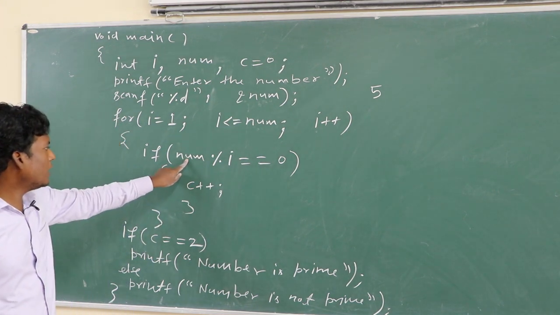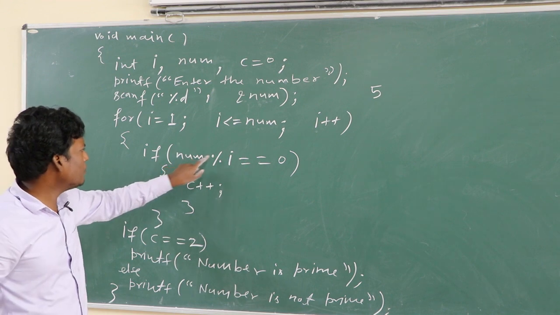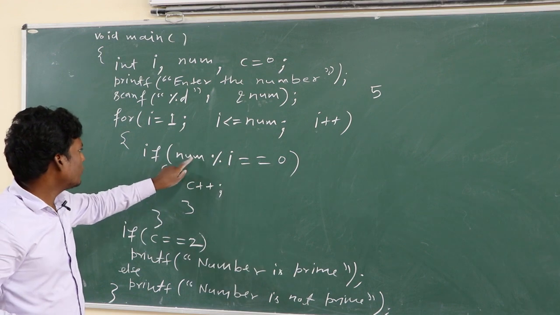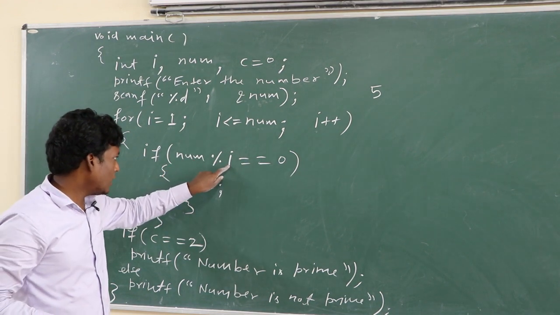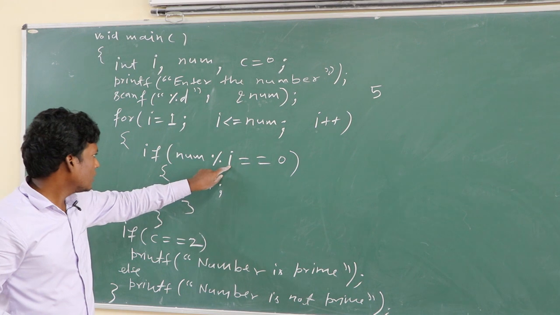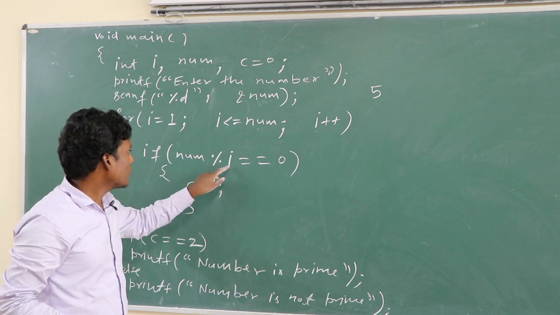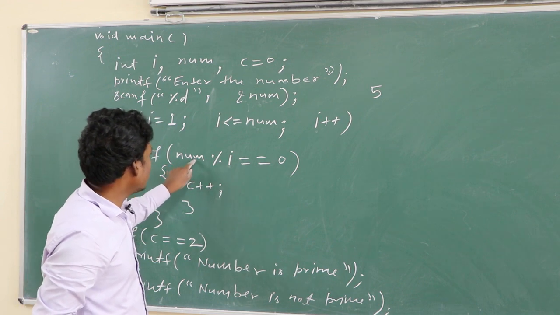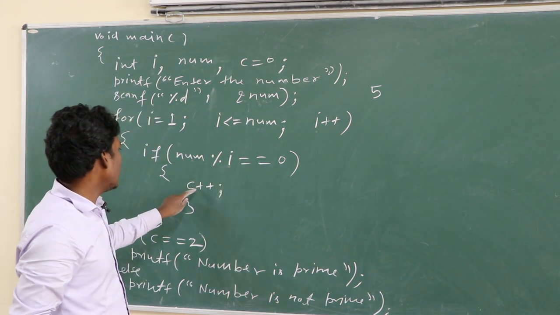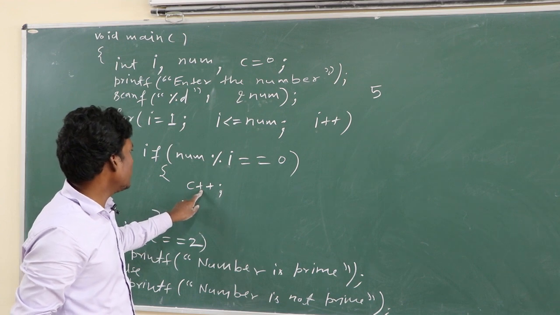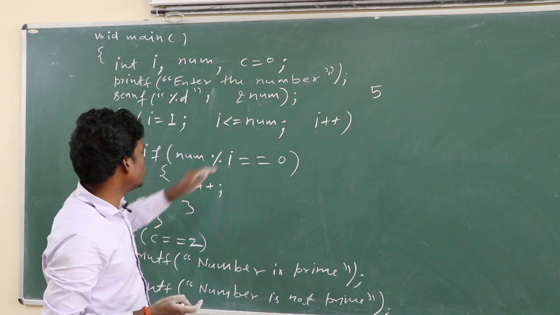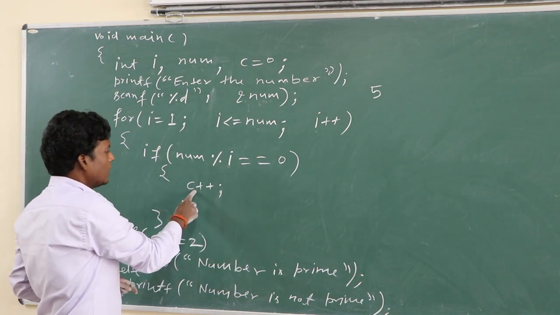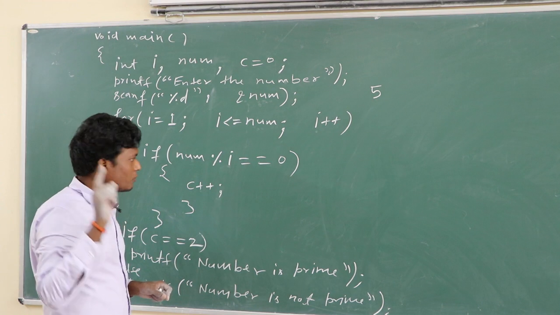Okay, num is the number. Suppose the number is 5. 5 modulus i, where i has value 1. First time, 5 modulus 1. 1 divides this number, so this will be true. And c plus plus makes c 1. c initially had value 0, the initial divisor count 0. So 1 divides 5, that's why the number of divisors becomes 1.